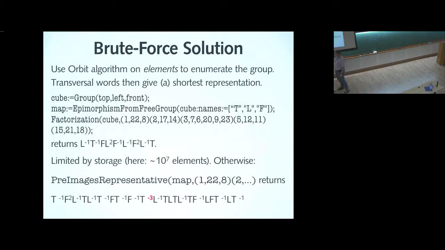T to the -3 would be better written as T, right? Because T to the 4 is the identity. If you rotate 4 times, you're back at the origin, and it will get words which generally are longer.